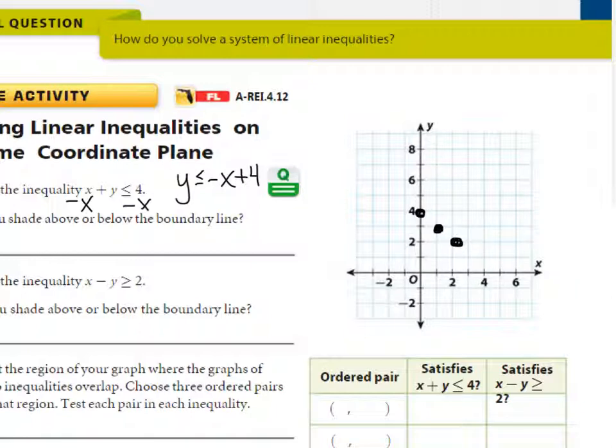Hopefully before you graphed it, you checked if you needed a solid or a dotted line. This one was solid, so if you forgot to check, you probably got lucky here. And now the question is, do I shade above that line, which would be up here, or do I shade below it? Remember, if you forget how to check, you can always check a test point of 0, 0 as long as it's not on the line and plug that in. So if you were to plug in 0, 0, is 0 less than or equal to, well, negative 0 is just 0 plus 4. Yes, 0 is less than that, so you are shading below.